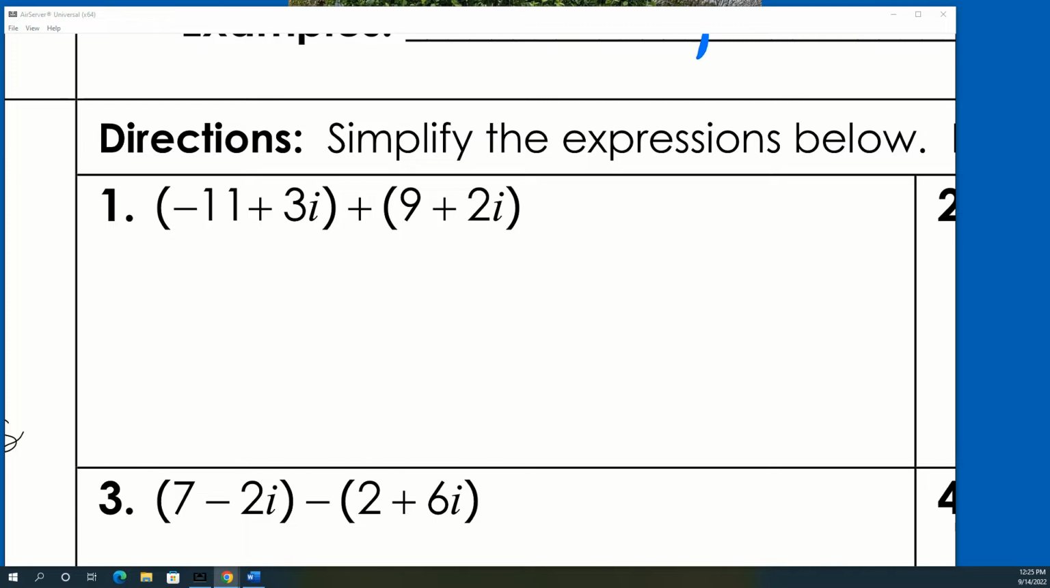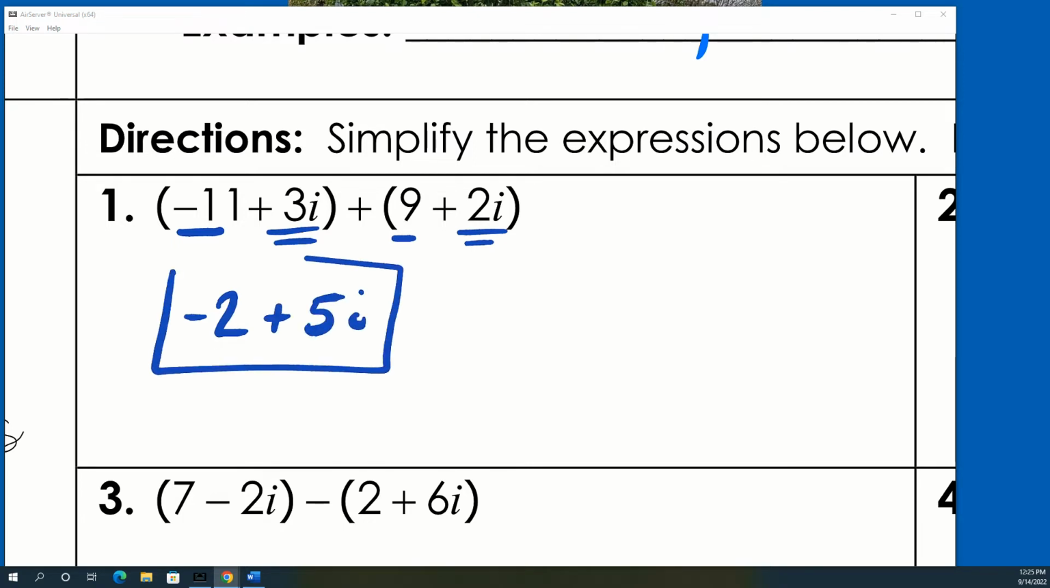So for number 1, this is addition because there's a plus sign in between. So we're going to add negative 11 plus 9, and that's just going to be negative 2. And then we're going to add 3i and 2i, so that should be plus 5i. And that's it for addition. Basically, you just add like terms.